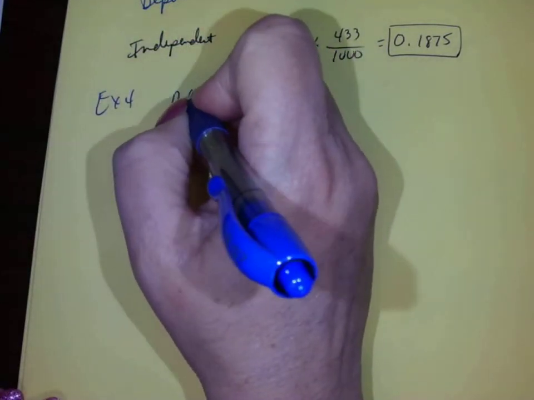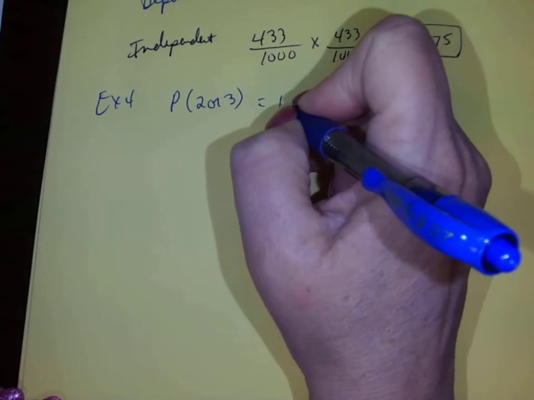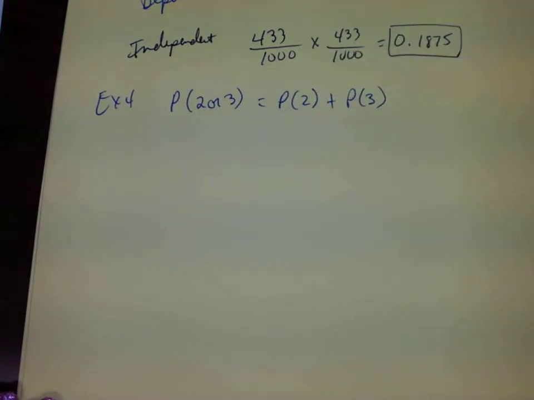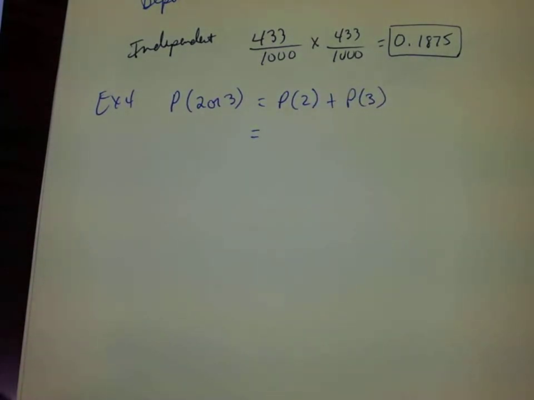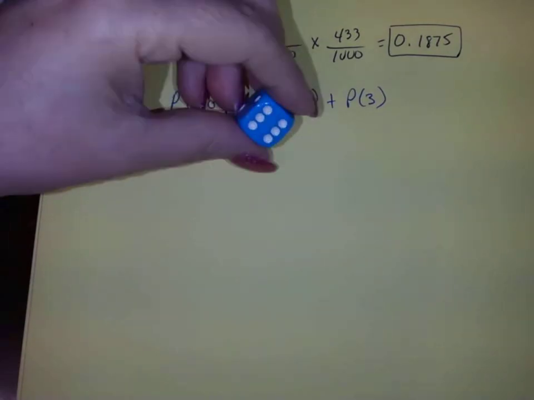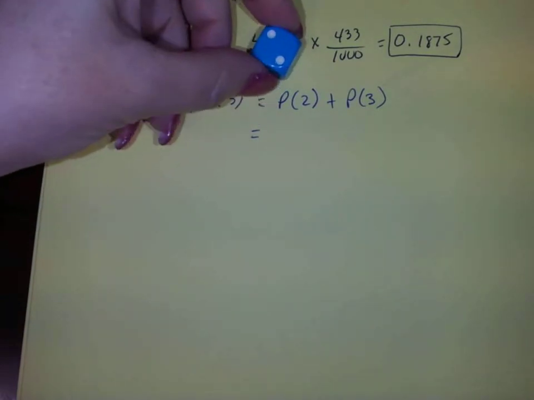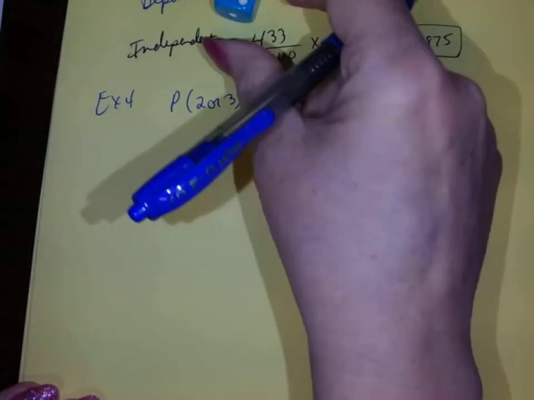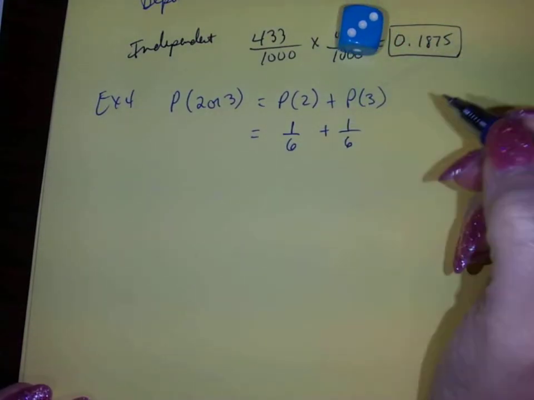we're looking at the probability of a 2 or a 3, which will be equal to the probability of a 2 plus the probability of a 3. All right, what's the probability of rolling a 2 on a 6-sided dice? Well, we've talked about this before. On a 6-sided dice, there's 6 sides. Getting a 2 is one possibility. So it'll be 1 out of 6. Rolling a 3 is also 1 out of 6.